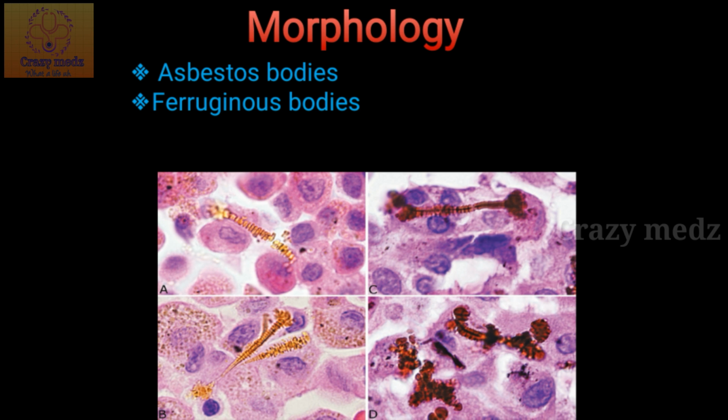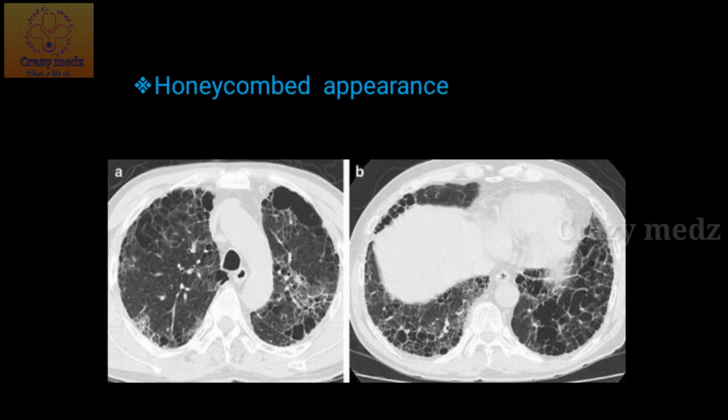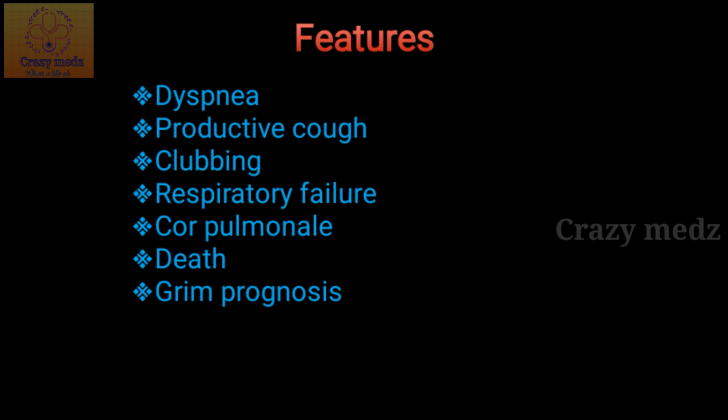Another most common manifestation of asbestos exposure is pleural plaque, which is made up of dense collagen which is often calcified. Next is the honeycomb appearance of the lung. With advancement of pneumoconiosis, a honeycomb pattern of lung develops in CT. The features of pneumoconiosis include dyspnea, which is provoked by exertion at an earlier phase, but later it presents even at rest, and cough associated with sputum production, clubbing of nails, respiratory failure, and even death.